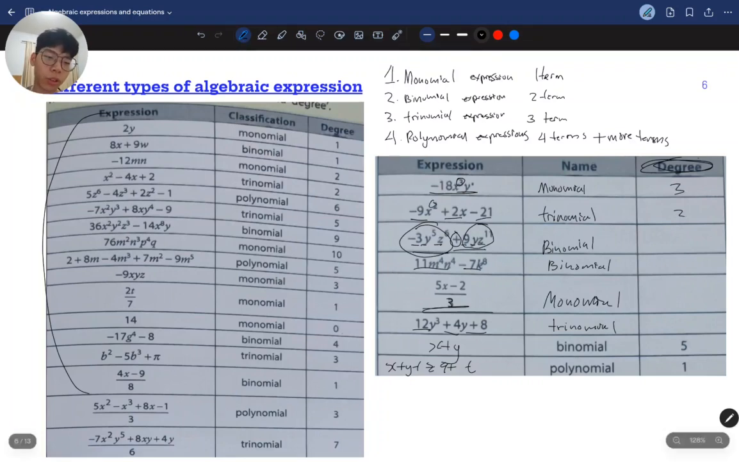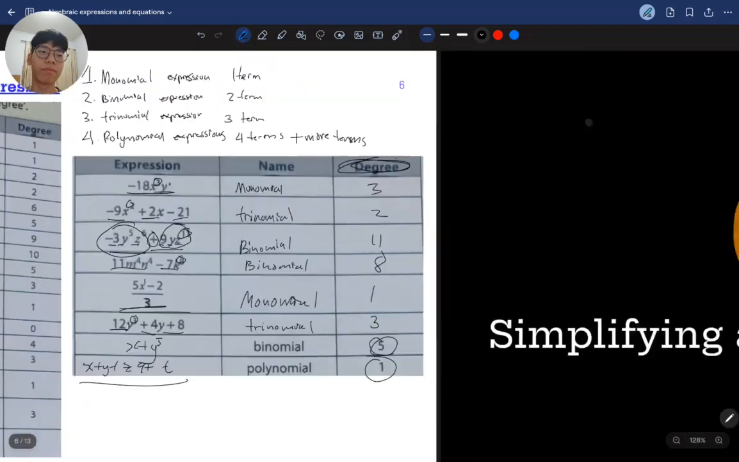Highest is 2. Highest is 11. Highest is 8. Highest is 1. So 3. But the one that we have created, the degree should be 5. The highest exponent should be 5. So I can add it to x plus y to the power of 5. For this one, since the degree is already 1, it's okay.